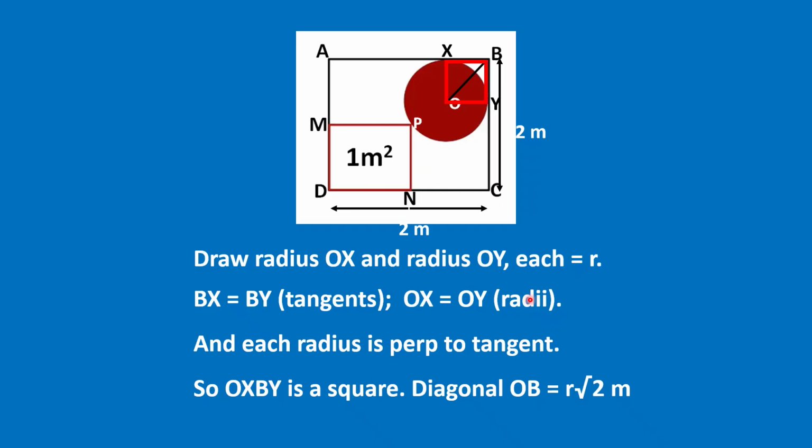So OXBY is a square, and the diagonal of a square is given by side into root 2. Each side is a radius, OX and OY, each of them is a radius R. So the diagonal of the square is root 2 into side, that is R root 2. So the diagonal OB of the blinking square is R root 2 meters, where R is the radius of the circle.